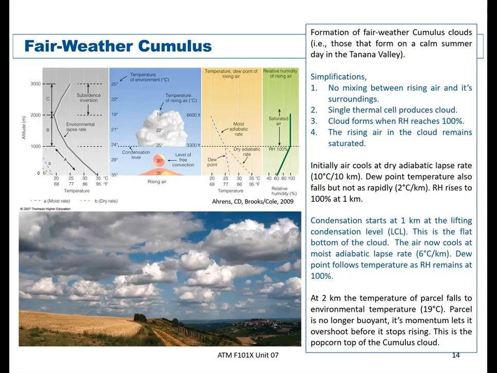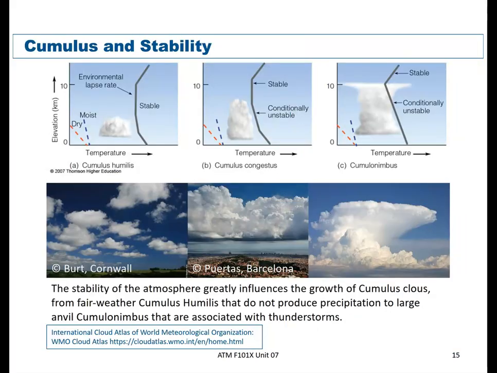Looking at the temperature figure, can you determine how the base altitude of the cloud changes if the parcel is more or less humid to begin with at the surface? Stability influences the formation of cumulus clouds. In a stable atmosphere, small cumulus clouds form. These clouds do not yield precipitation. If the atmosphere is conditionally unstable in the mid-troposphere, then we get more extensive clouds, cumulus congestus. Cumulus congestus may have precipitation and have turbulence that may be severe.